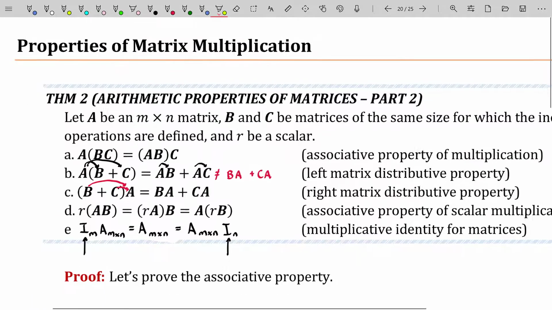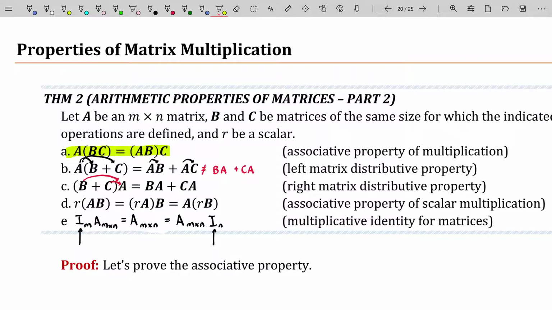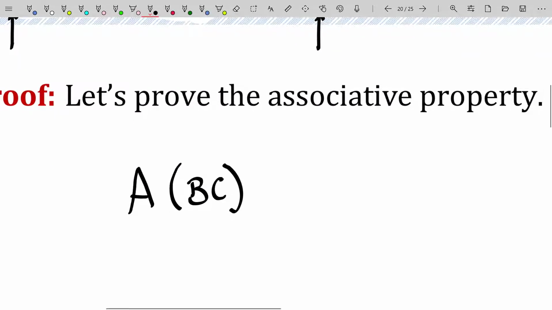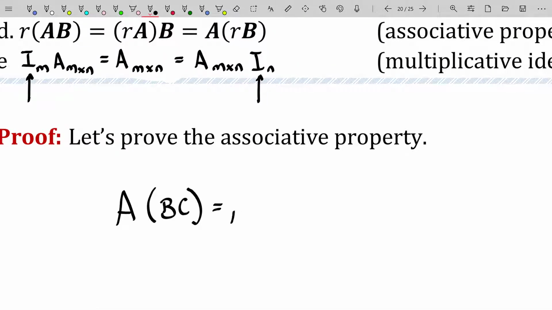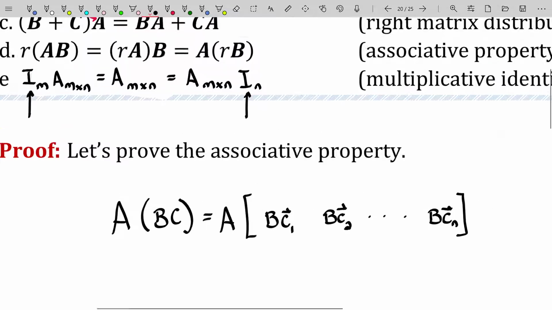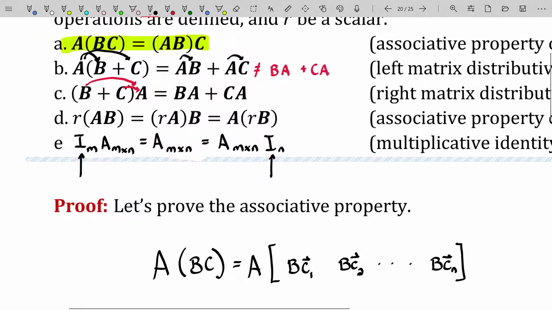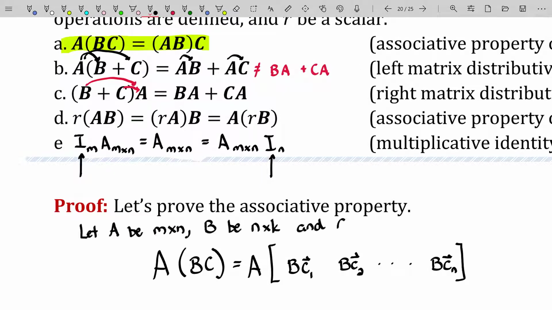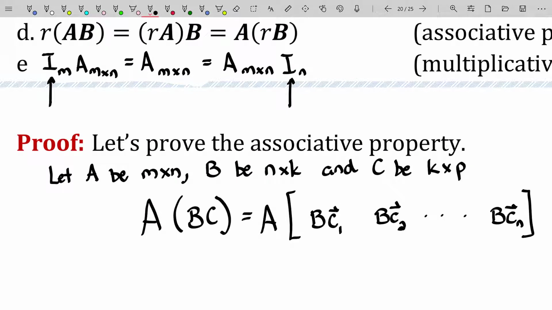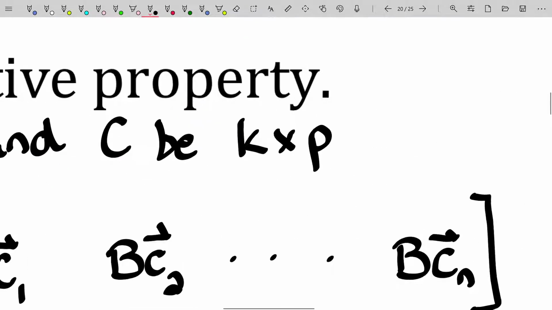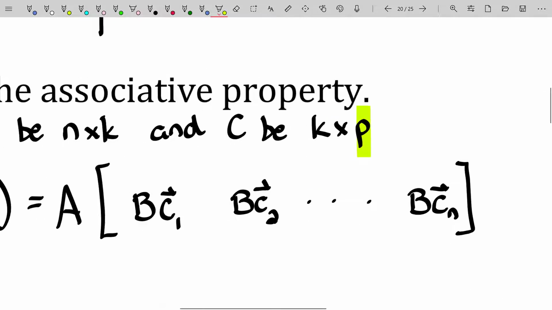So let's prove the associative property of multiplication, just to showcase how this is done. I start with the left-hand side: the matrix A times the quantity B times C. Well, we happen to know, by definition, the matrix B times C is the matrix whose columns are the matrix B times the respective columns of C. Now, I'm assuming here that C has n columns, so I should be very careful. Maybe I should start with a statement about the size of the matrices. So let A be m by n, B be n by k, and C be k by p. That way the products are all okay. If that's the case, then C has p columns, not n columns, so I'll go ahead and change this out.